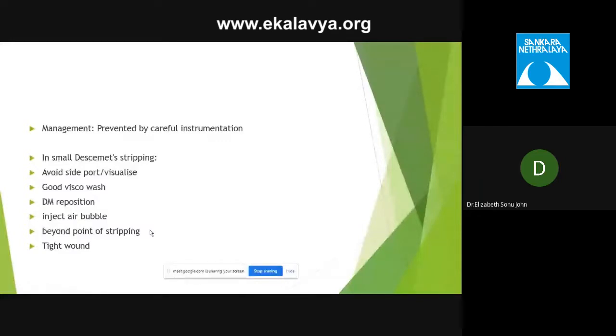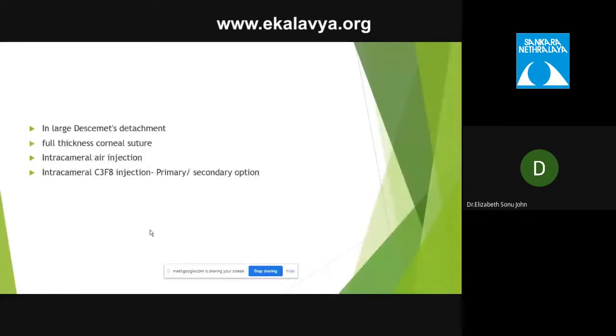If there's a large Descemet's detachment, then you'll need a full thickness corneal suturing, or you can put an intracameral air injection, or if it is available, the best is to use an intracameral C3F8 injection. So this can be a primary or a secondary option. The details I'm not going into. So if there's a large detachment, then you remove the visco, see if it reposits. You can use an endo illuminator to check the DM, and then make a side port.